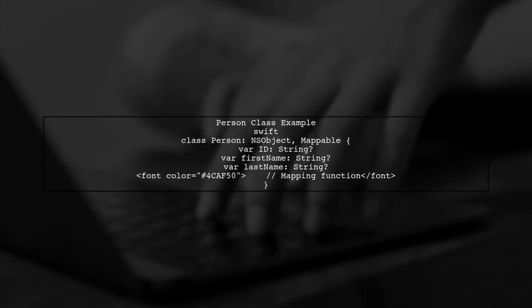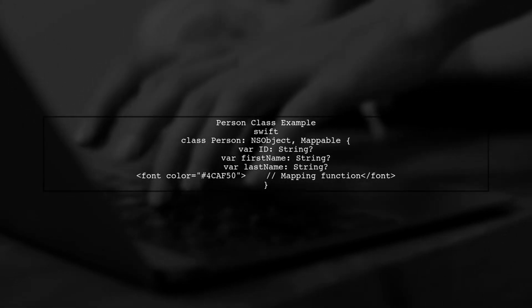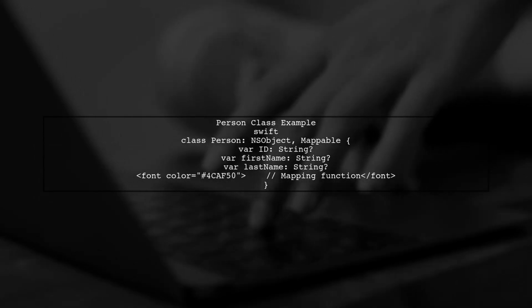Let's start by understanding the problem. You have a person class that is used to parse JSON responses from a server. This person class implements the mappable protocol, allowing it to map JSON data to its properties.